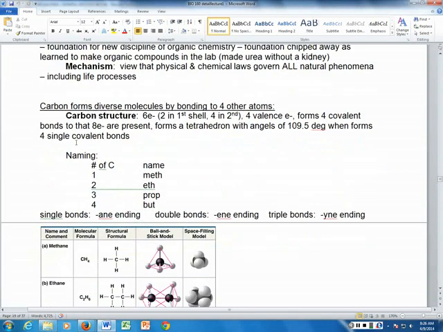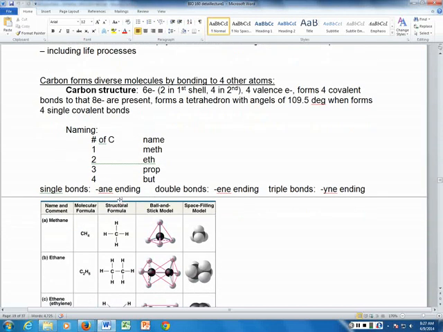Couple things when you're looking at this. When you go to name carbon structures, naming them is actually fairly easy when they're small like this. You look at how many carbons are in there. If there's 1 carbon, the prefix is meth. If there's 2, eth, 3, prop, 4, but. So if you had ethyl alcohol, how many carbons do you think are in it? 2. Methane, 1 carbon in there. Butane, 4. So the names tell you how many carbons are in there.